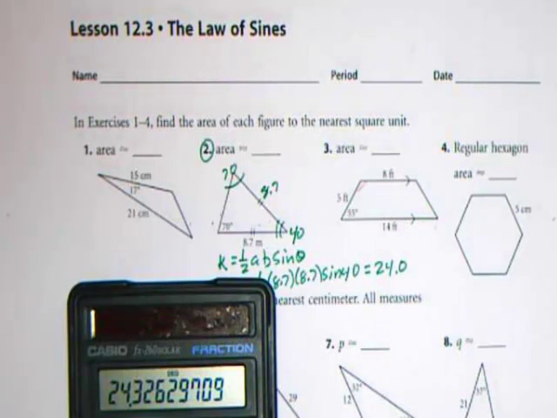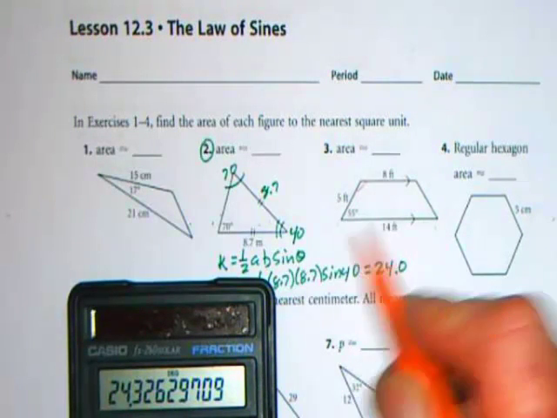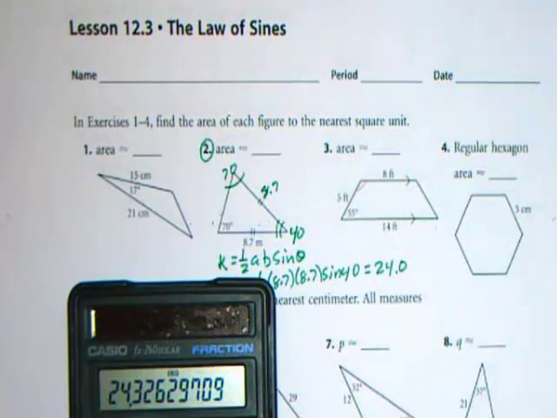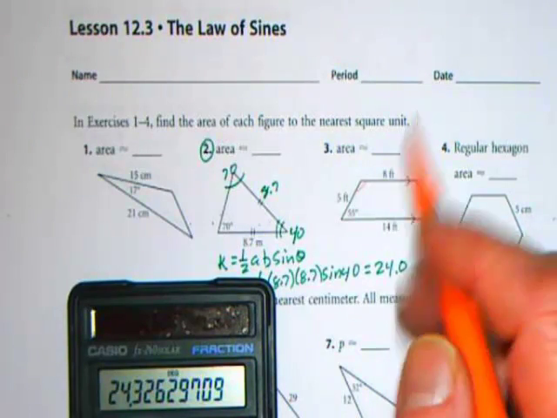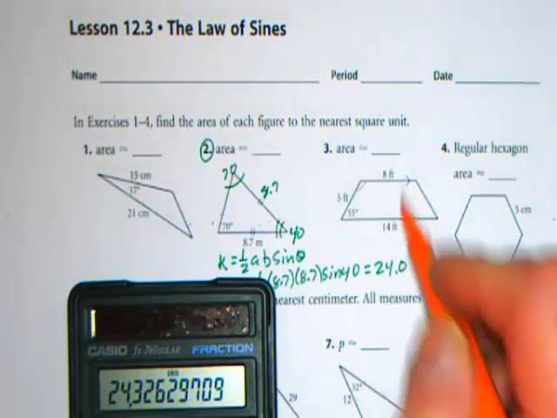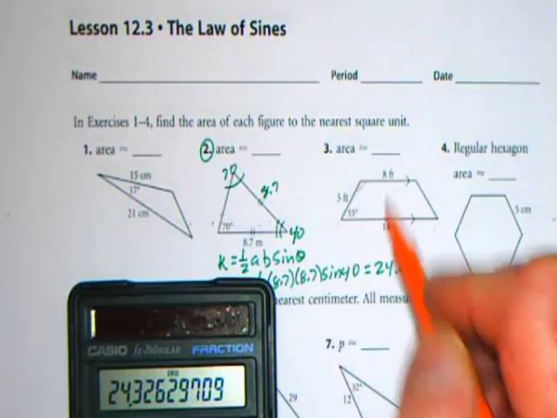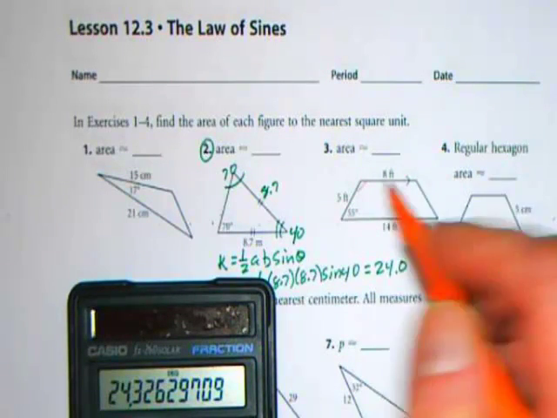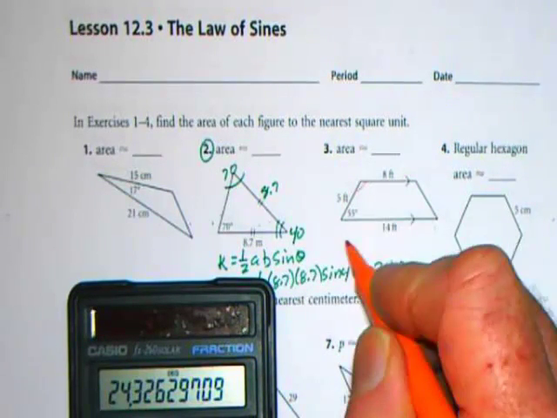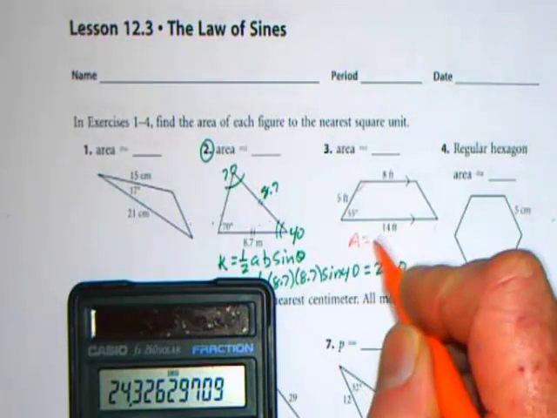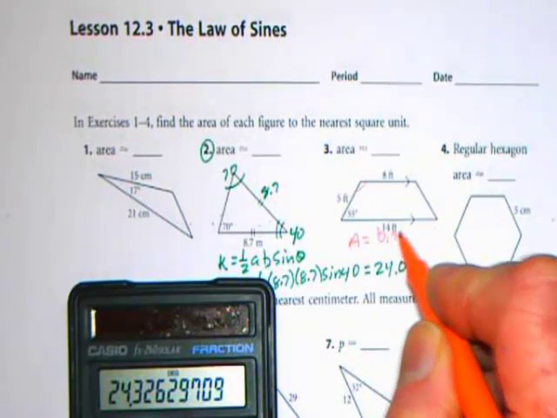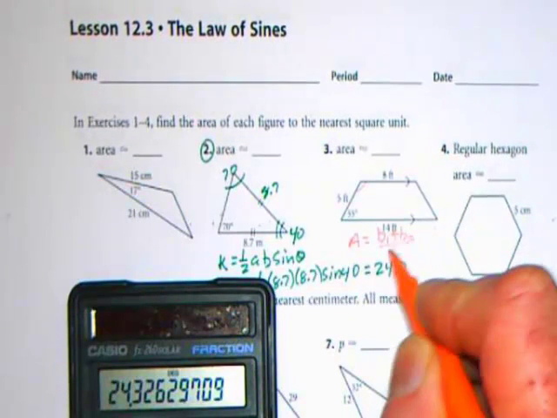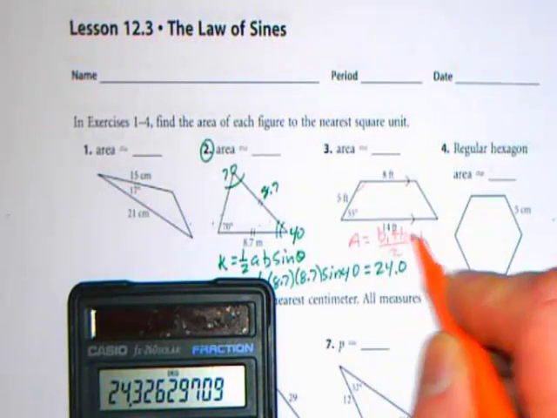So what I see going on with this one is we're going to have to use the area of a trapezoid formula, which is 1/2 the sum of the bases times the height, or the average of the bases times the height. So we have area is base 1 plus base 2 over 2 times the height.